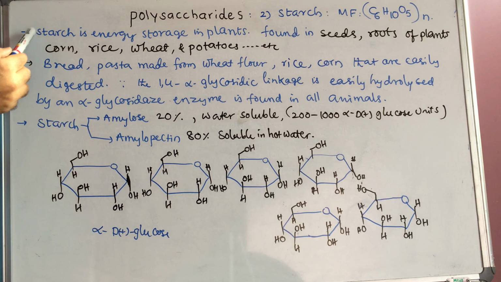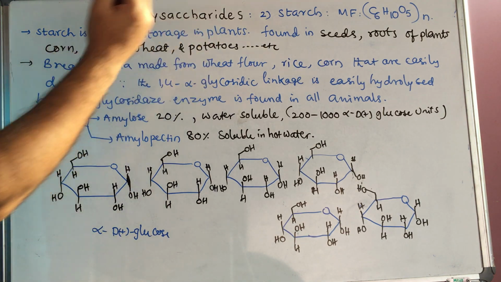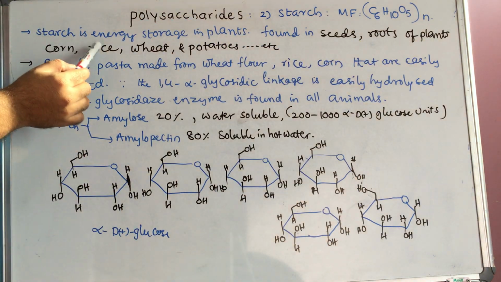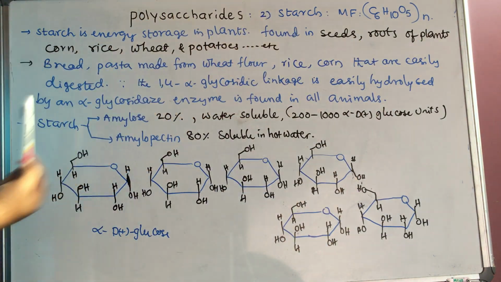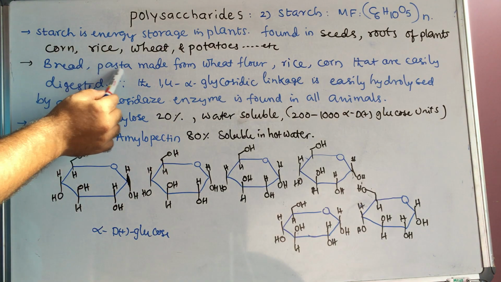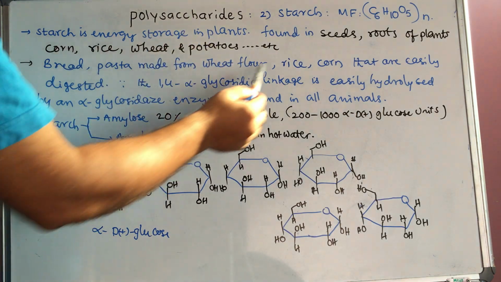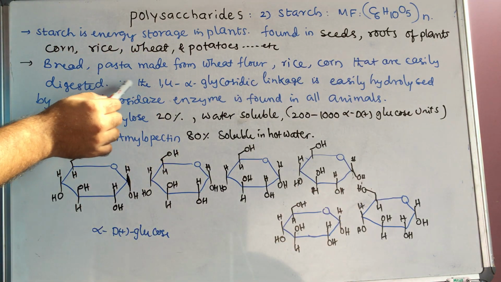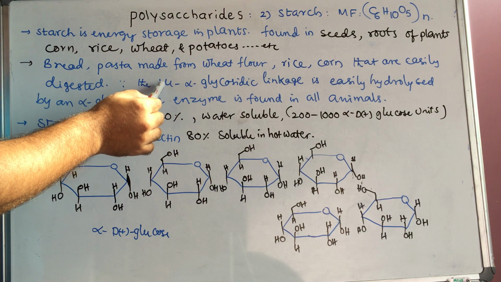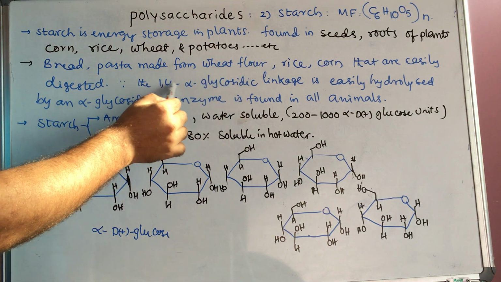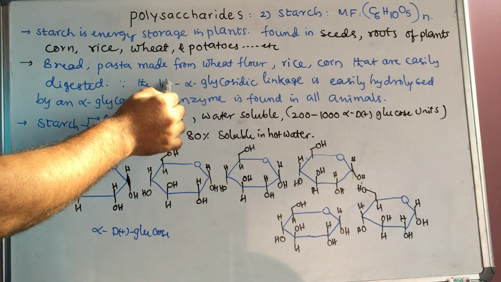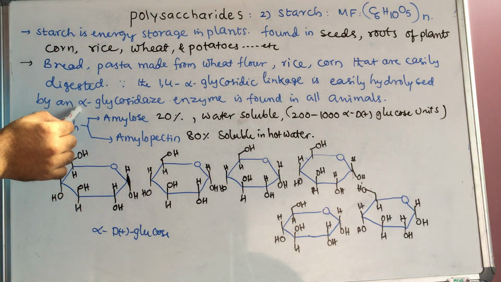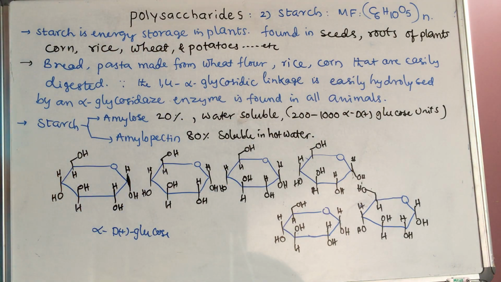Now, starch is the energy storage in plants, found in seeds, roots of plants, and in corn, rice, wheat, potatoes, etc. Bread and pasta made from wheat flour, rice, and corn are easily digested because of the 1,4-alpha glycosidic linkage. What is a 1,4-alpha glycosidic linkage? I will discuss it here. This alpha glycosidic linkage is easily hydrolyzed by an alpha glycosidase enzyme.